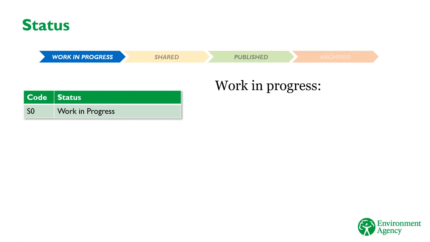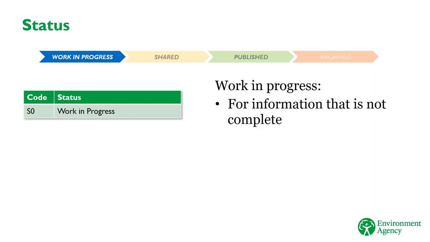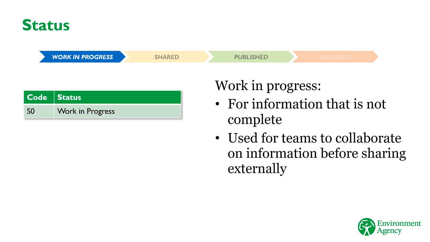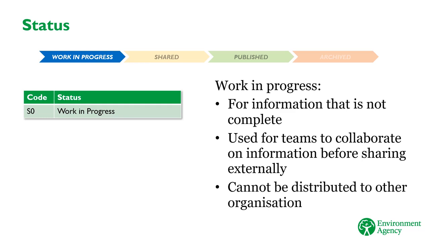The first status is work in progress. There's only one code for this, S0, which is used for any document with a work in progress status. Work in progress means, as the name implies, that the information or data is not complete. It's still being produced and is not ready to be distributed. This status is used for teams when they're producing information before it's ready to be shared with other organisations. As a result, information and data with a work in progress status can't be distributed to anyone in another organisation. For that, it needs to be shared or published.